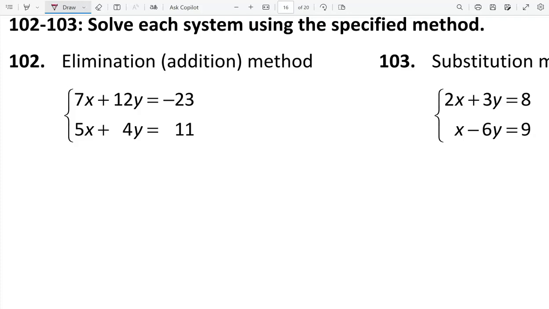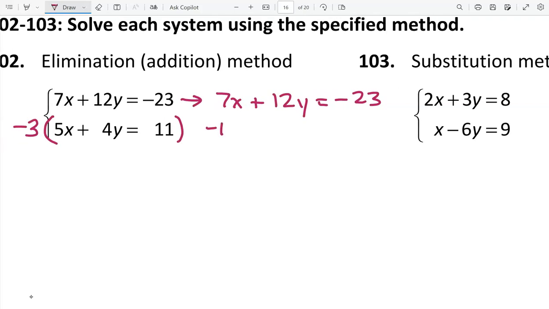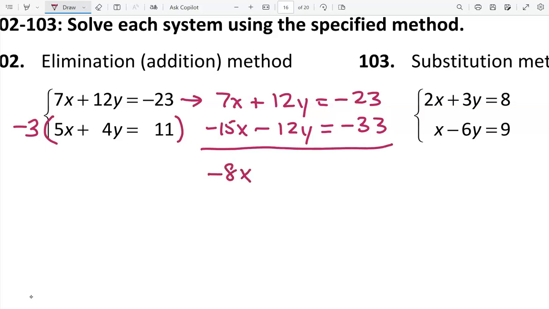So I'm going to notice that 12 is a multiple of 4, so I'm going to multiply this second equation here by -3. And I'm going to copy these over here. 7x plus 12y is equal to -23. And multiplying the second equation by -3, -15 times x minus 12y is equal to -33. Adding the equations together, we get -8x equals -56. Dividing by -8, x is equal to 7.